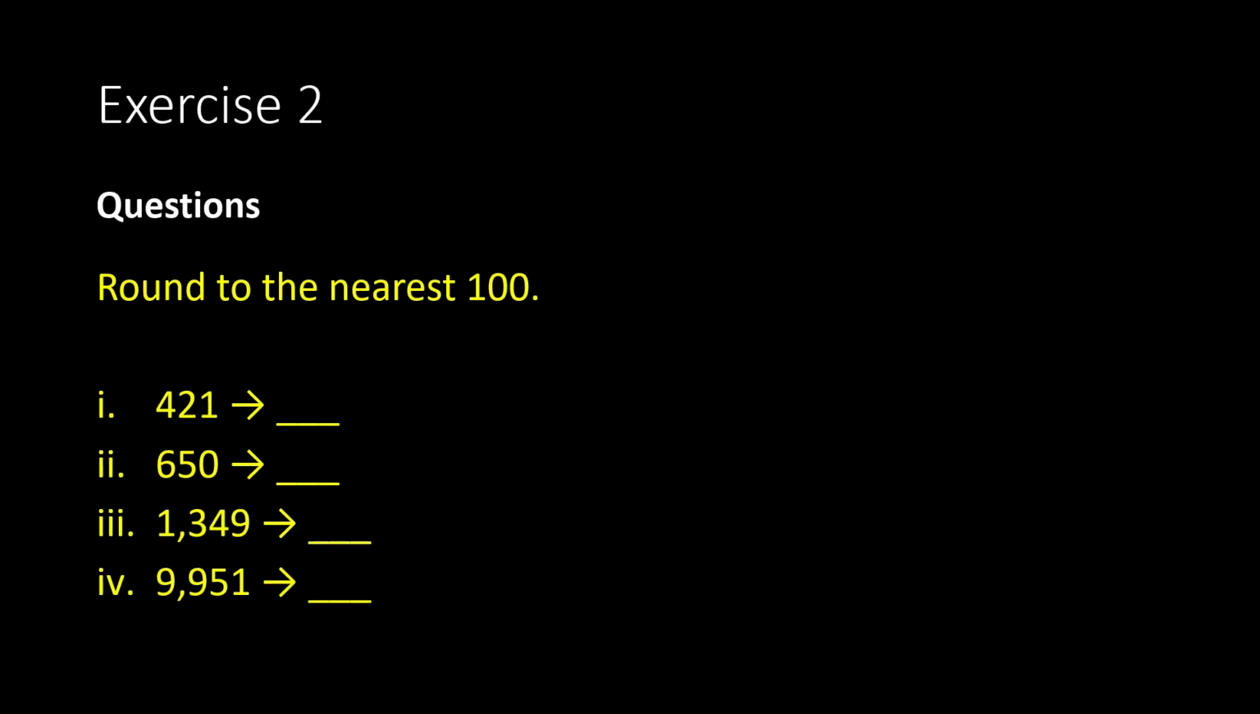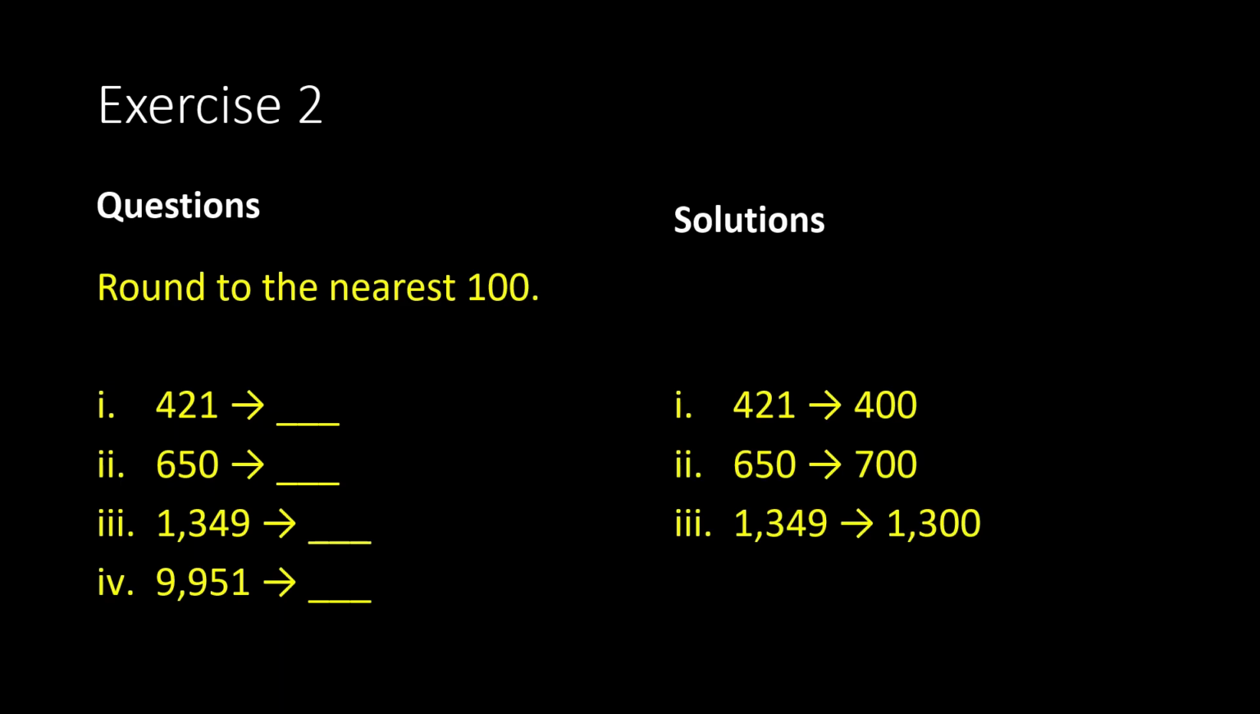Now pause the slideshow and have a go at these exercises. Round each number to the nearest 100. The solutions will be released one at a time, so you can check your answers as you go along. Pause the slideshow whenever you need to. When rounding to the nearest 100, the tens digit is the deciding digit.